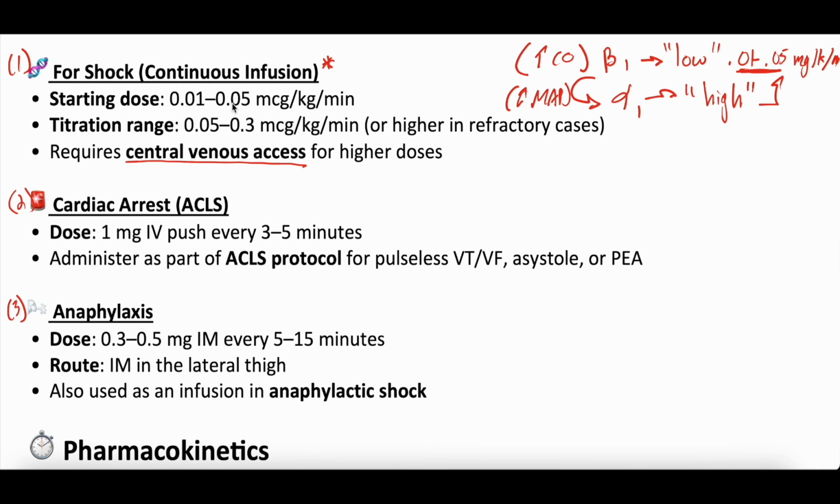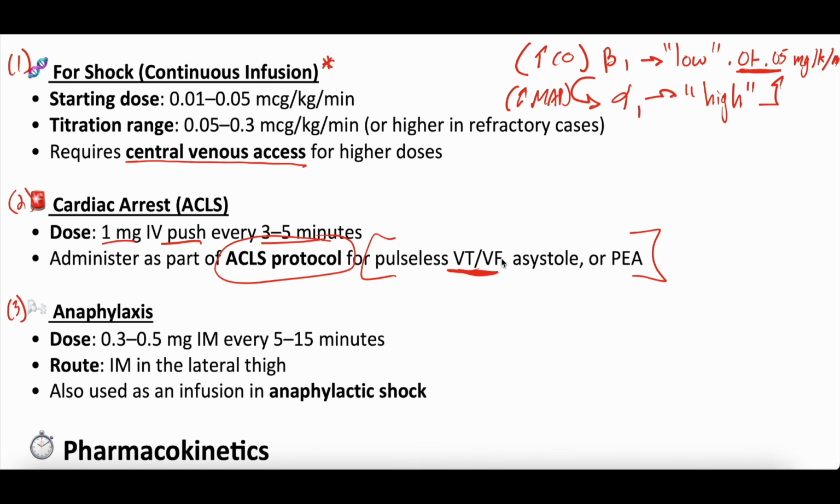So for shock, continuous infusion, 0.01 to 0.05 micrograms per kilogram per minute. Best done in a central line, although there's some argument there. Cardiac arrest, you usually are giving a 1 milligram IV push every 3 to 5 minutes per ACLS, Advanced Cardiac Life Support protocols, and this is for all types of cardiac arrest. Now, for ventricular dysrhythmias, there's some argument that after a couple doses of epinephrine, giving more might make the heart have a tougher time getting back into sinus rhythm. But again, not great evidence here. So per ACLS, 1 milligram of epinephrine IV push every 3 to 5 minutes.